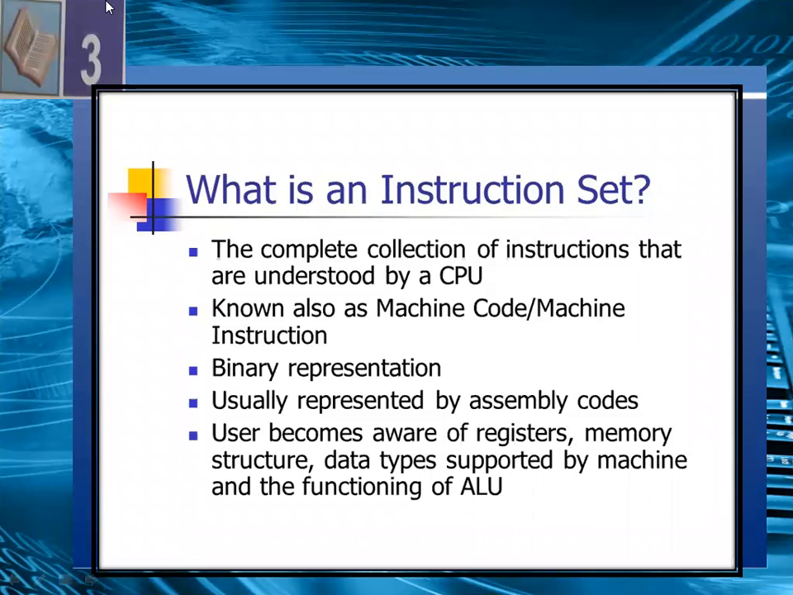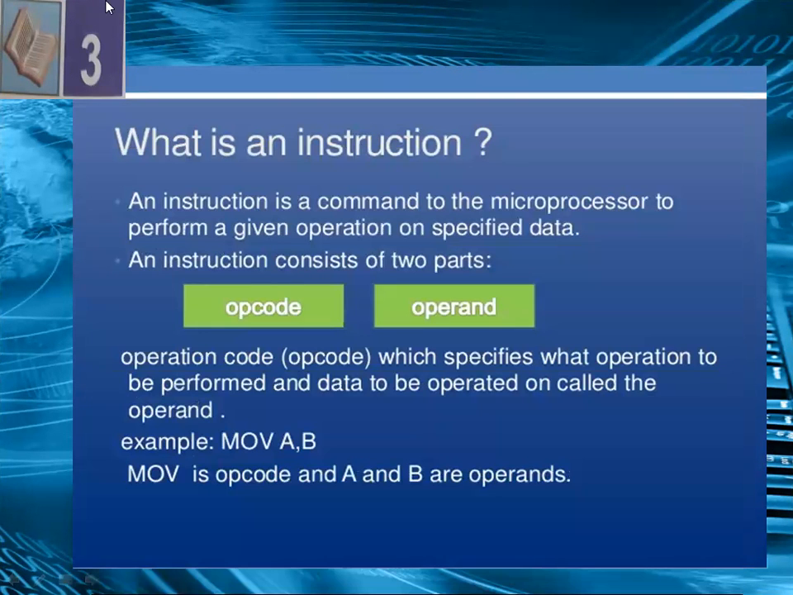So an instruction or instruction code is a group of bits that tells the computer to perform a specific operation. Instructions are stored in the main memory, waiting to be processed by the processor. An instruction basically is classified in two parts. An instruction is a command to the microprocessor to perform a given operation on a specific data. An instruction consists of two parts, opcode and operand.